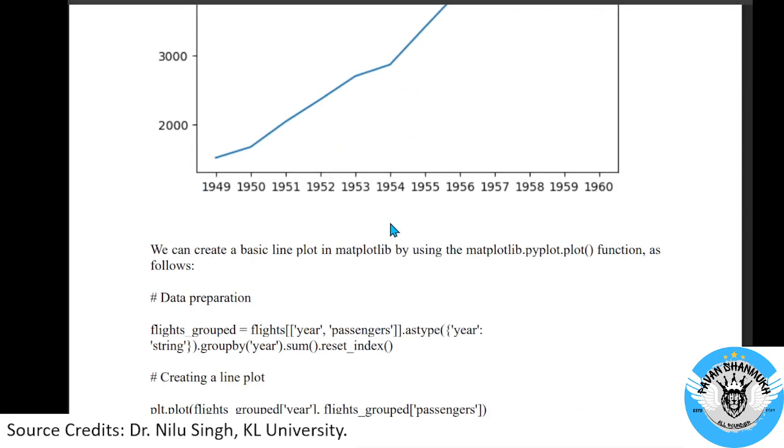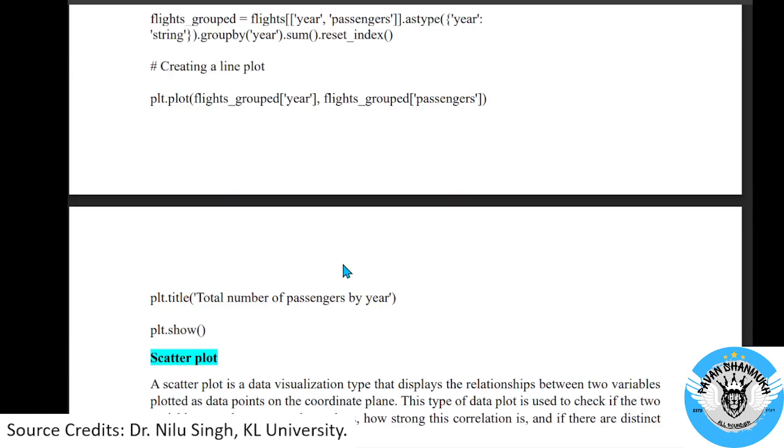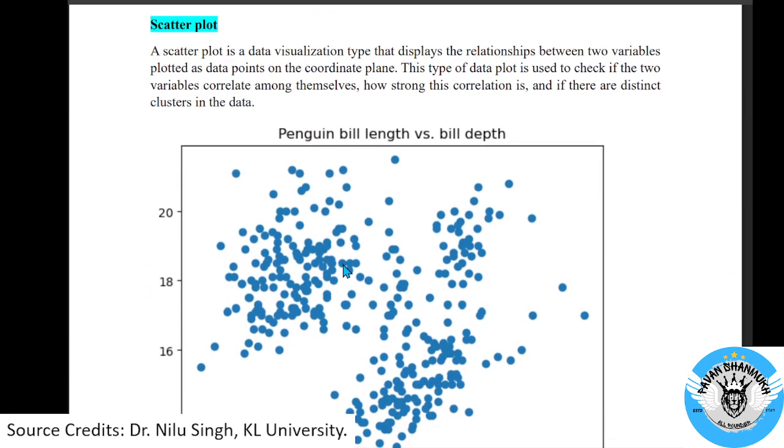So then there is also a code for this. Now coming to the scatter plots. Scatter plots are basically used for the representation of relationships between two variables plotted as data points on the coordinate plane.